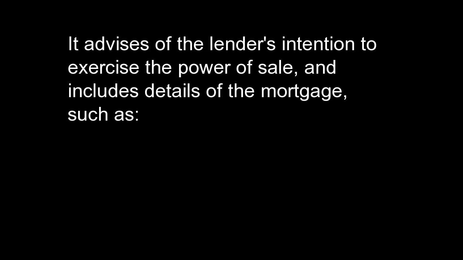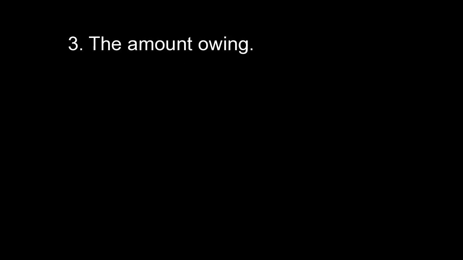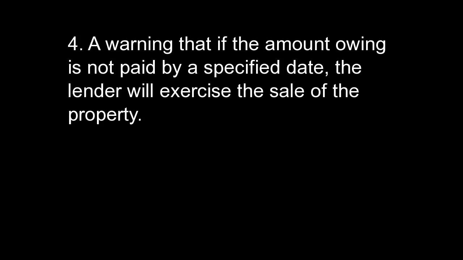The notice is attached to the Mortgages Act and is called a notice of sale under mortgage. It advises of the lender's intention to exercise the power of sale and includes details of the mortgage, such as: 1. The date on which the mortgage was made. 2. The parties in the mortgage and the property mortgaged. 3. The amount owing. 4. A warning that if the amount owing is not paid by a specified date, the lender will exercise the sale of the property.